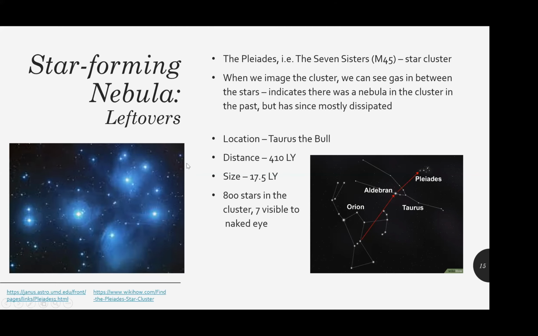Like I said, the Pleiades are near the constellation Taurus the Bull. Here's a diagram for how to find them. The cluster is just over 400 light years away and 18 light years from one edge to the other. The reason they're called the Seven Sisters is because there are about 7 stars visible to the naked eye, but in fact there are 800 stars in the cluster. So we can tell that this was a smaller star-forming region, but it was caused by a nebula nonetheless.